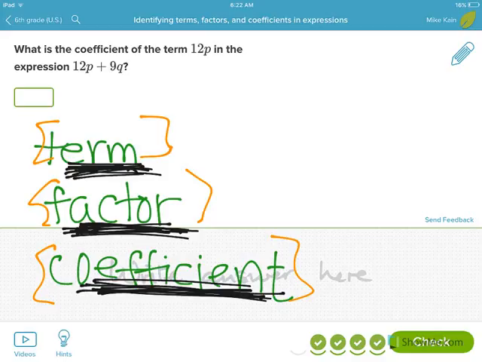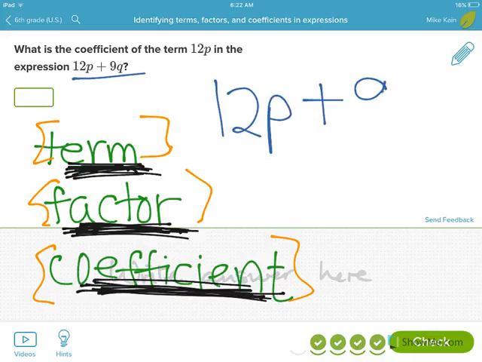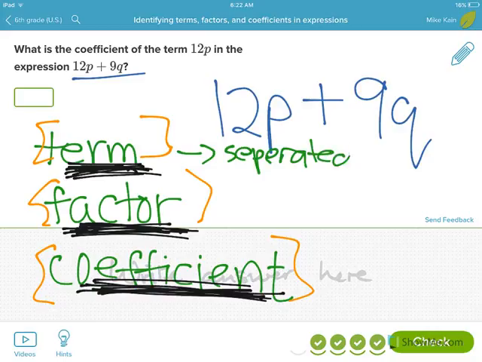Okay, well, a term. Let's break it down for you. Let's look at this expression: 12p plus 9q. So there's terms. Terms are how many things that are separated by addition or subtraction signs. So how many things do you see there separated by addition and subtraction signs?